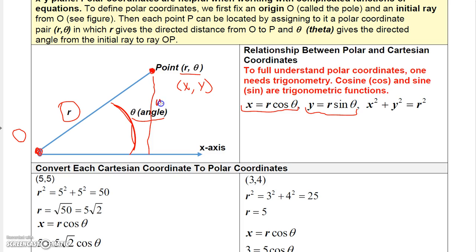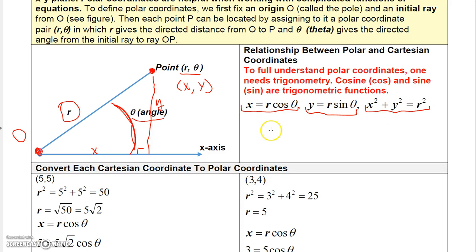And then also, it turns out that if you want r, well, it's just the simple Pythagorean theorem. This point is y units from the x-axis, and that point is x units on the x-axis, so you know from the Pythagorean theorem that r squared has to equal x squared plus y squared. So that's the relationship between x, y, and r squared.